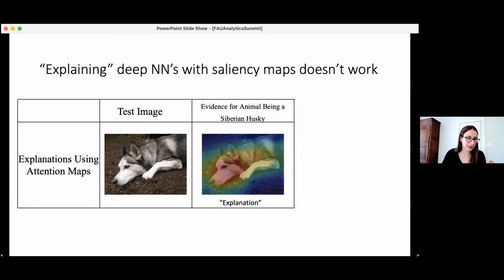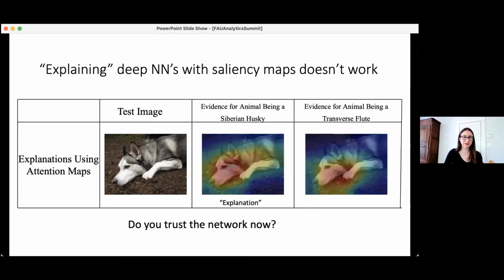So for example, this is an explanation of why this animal is classified by our neural network as a Siberian Husky. And you can see it's highlighting the correct part of the image. So you think, okay, I trust the network, it knows what it's doing. But the truth is it doesn't. This is its explanation for why this image contains a transverse flute, which is a musical instrument. It's not necessarily thinking the way you want it to think, right?